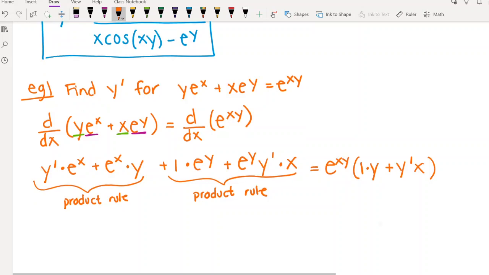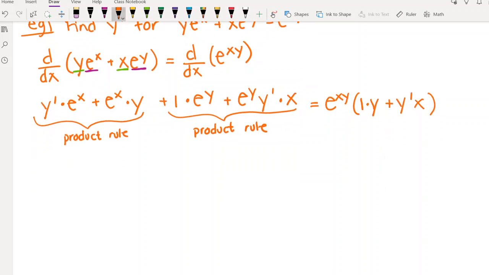Okay, so now we can simplify everything. So we have y prime e to the x plus e to the xy plus e to the y, a lot of terms in this one, plus y prime e to the y x, maybe I'll put the x beforehand, is equal to, and let's distribute on this side. And again, make sure you put those parentheses. If you didn't put the parentheses on the right-hand side, you would not get this correct.